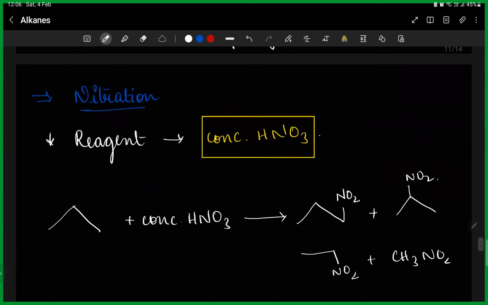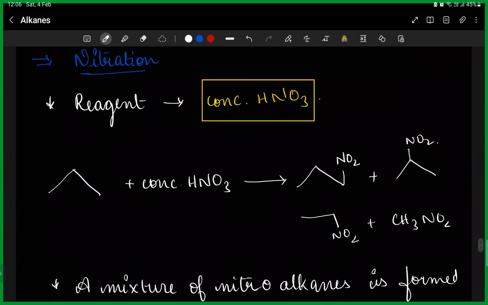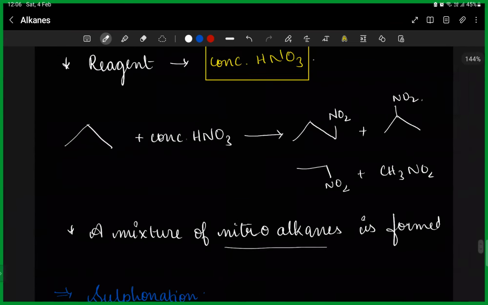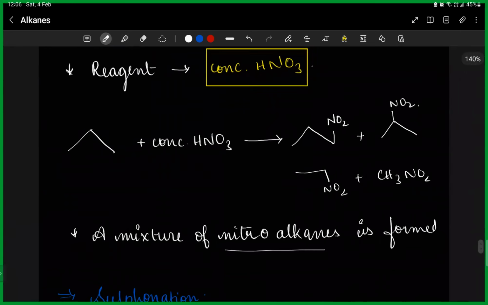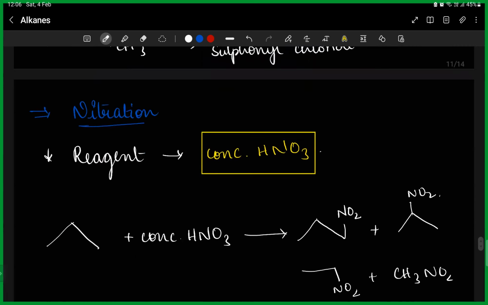Now, that is halogenation. Now, let's see nitration. So, in nitration, NO2 is substituted. The reagent we are using here is concentrated nitric acid, HNO3. So, you take propane and react it with concentrated HNO3. What is formed? A mixture of nitroalkanes is formed when it comes to nitration.